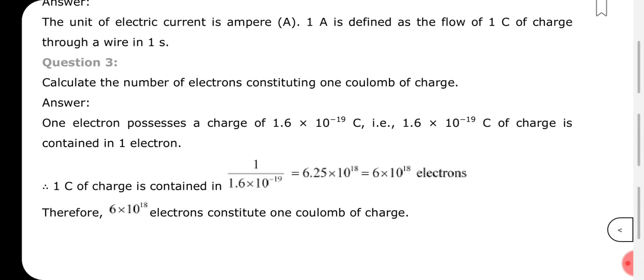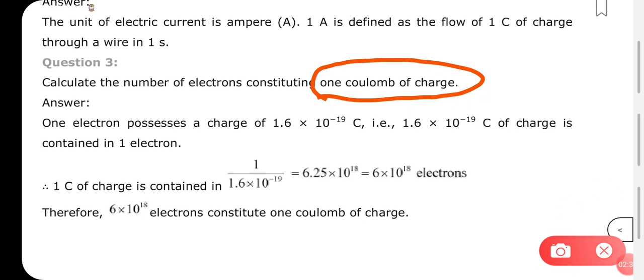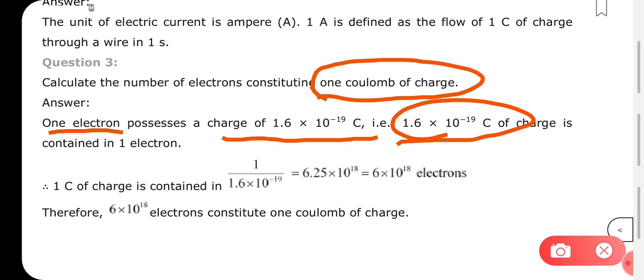Here it is asked to calculate the number of electrons constituting 1 coulomb of charge. So how many electrons will be present in 1 coulomb of charge? This is what is being asked. So 1 electron possesses a charge of how much? 1.6 into 10 power minus 19 coulomb, right? This is the charge present on 1 electron. So 1 coulomb of charge is contained in how many electrons? If this many coulombs are present in 1 electron, therefore 1 coulomb will be present in how many?